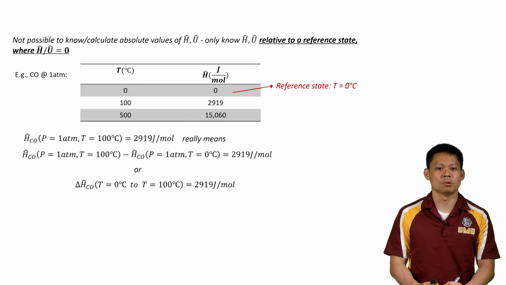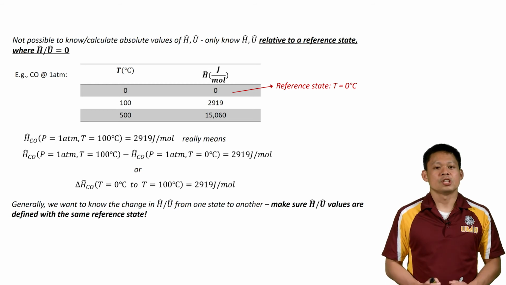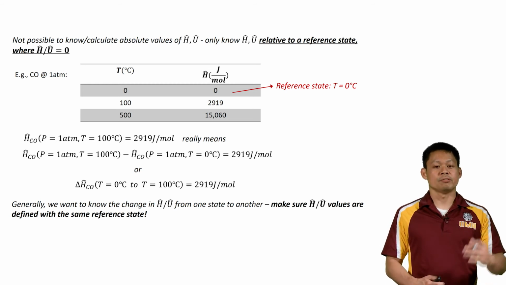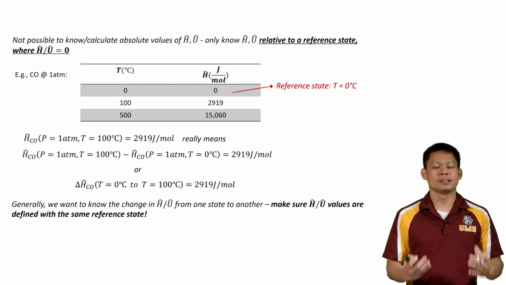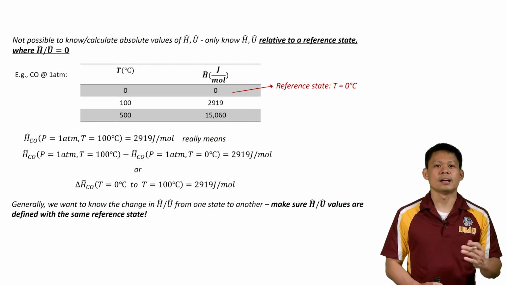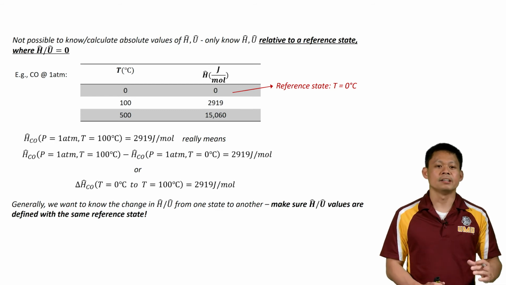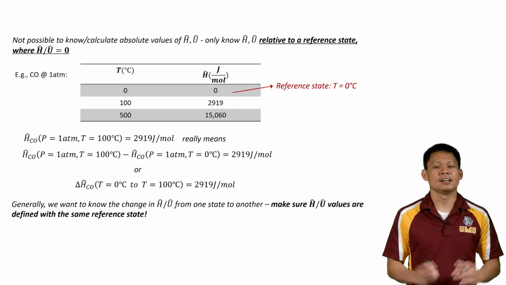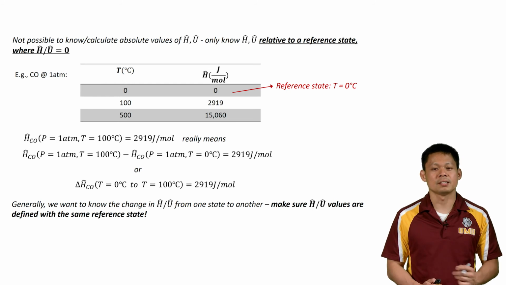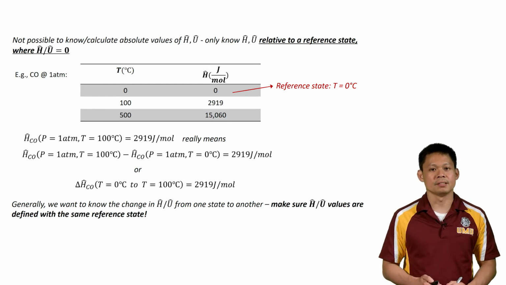2919 joules per mole. So generally, what we want is the change in the enthalpy or change in internal energy from one state to another for a particular species. We need to make sure that the enthalpy and internal energy values that we pick from whatever source we get them from are defined with the same reference state, and then we can use them concurrently. So that's the most important thing you have to remember when we talk about energy balances here.